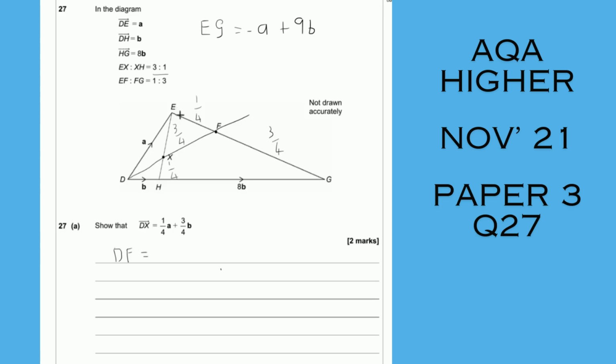Now, I'm only going to need a quarter of that. So E to F is going to be negative a quarter A and 9/4 of B. That's my journey from E to F. So now we can do D to F, because D to F is just going to be A, and it's going to be E to F, which is what we've worked out up top.